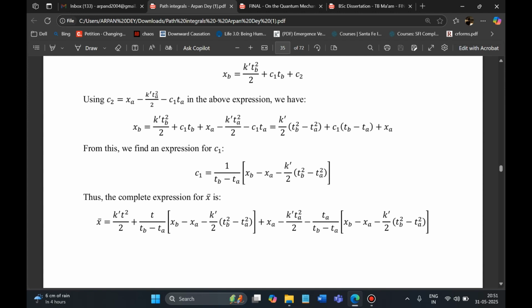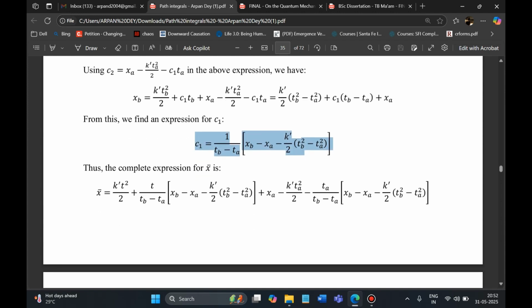Now we find an expression for c1. We can do it from here only. So c1 will be what? We have an xb here, xb minus k prime over 2 tb squared minus t squared. We just take this term to the other side. So that's what we have done: xb, then minus this term, and minus xa as well, because we have a plus xa here, and then we are left with c1 tb minus ta. So we divide this entire thing by tb minus ta, right? That should give me c1, and that's what I've written here. So now we have an expression for c1 as well.